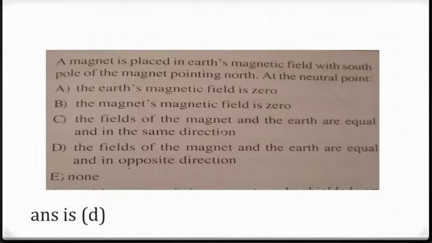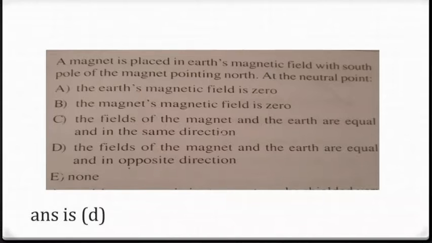Moving to the next question. A magnet is placed in Earth's magnetic field with south pole of the magnet pointing north. At the neutral point, A, the Earth's magnetic field is 0. B, the magnet's magnetic field is 0. C, the fields of the magnet and the Earth are equal and in the same direction. D, the fields of the magnet and the Earth are equal and in opposite direction.